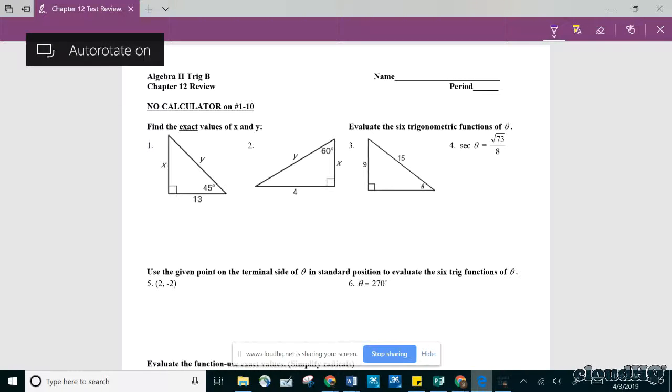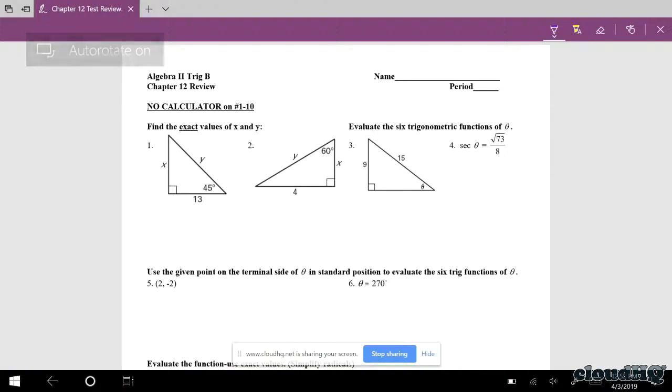Okay, here we're going to look at the non-calculator part. We want exact values. You'll notice 1 and 2 are special right triangles. So here, 45, 45, 90, it's isosceles. Both legs are the same, so x has to be 13. Meanwhile, y is that same leg times the square root of 2. So 13 square roots of 2 would be our y.